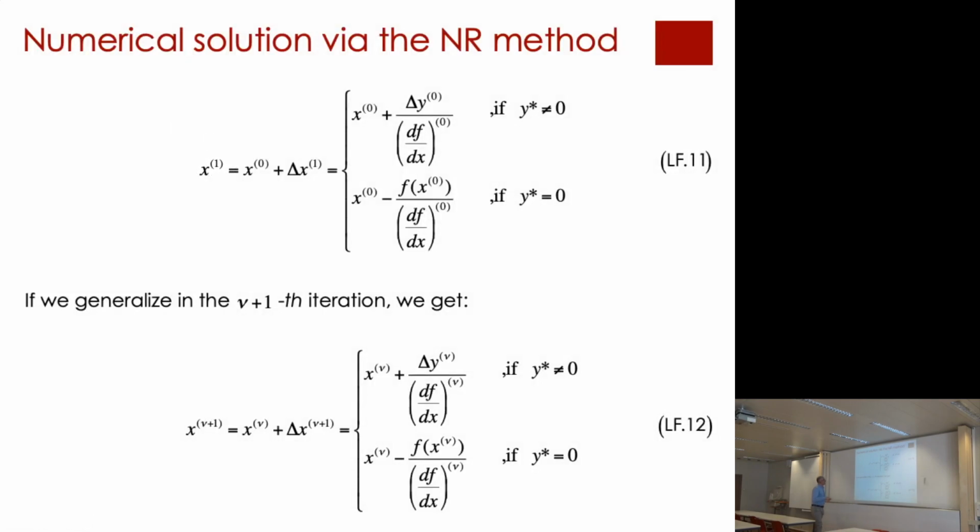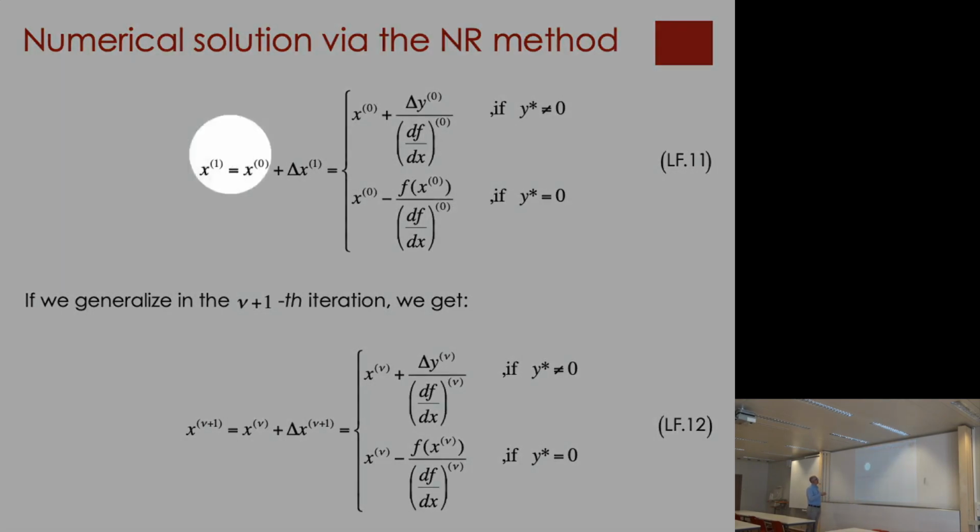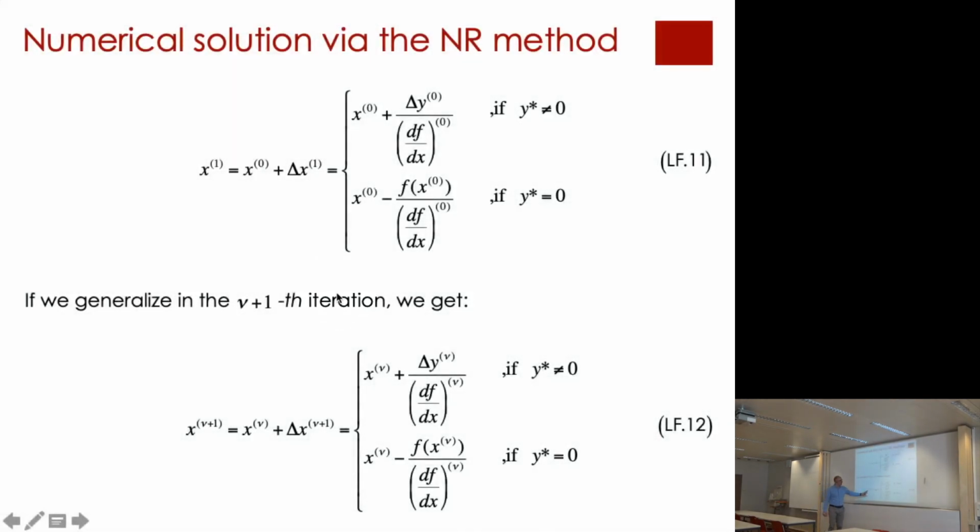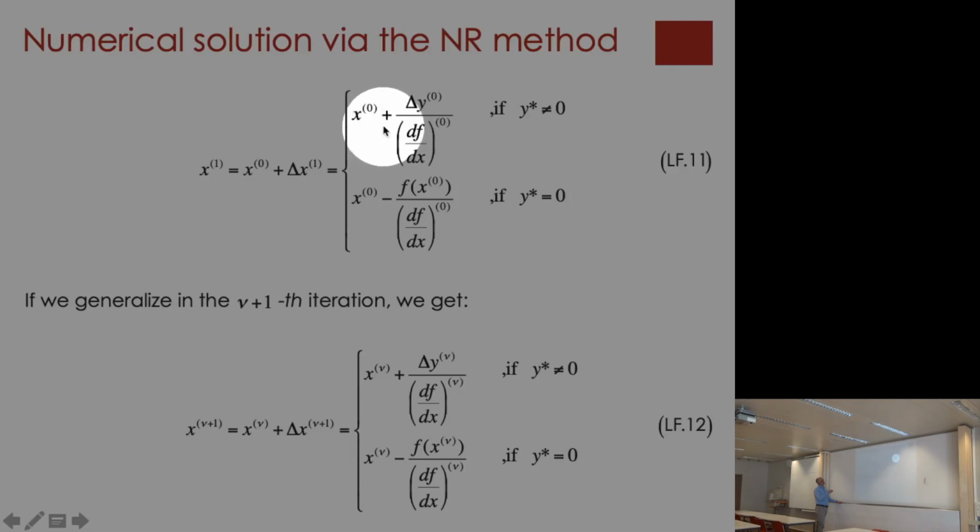Okay, so I can generalize this method for the nu plus 1 iteration. So I have that the x of iteration nu plus 1 is equal to x nu plus delta x of nu plus 1, where delta x of nu plus 1 can be computed using the equations that we just saw. So I can make the method iterative. Now, these two write-ups of the iterations are for different values of y star, which is my external constraint.